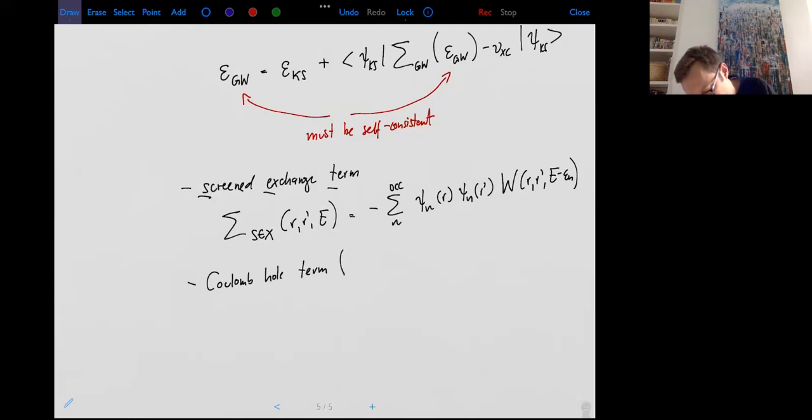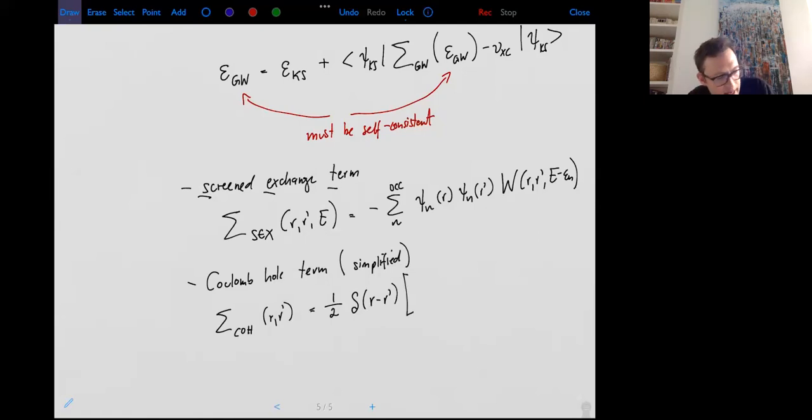And I'll just give you a simplified expression. So it's not the most general one, but this is the one that makes the physics very obvious. So the Coulomb hole term is a local potential. So it has a delta function here. And what enters is the difference between the static screened interaction and the bare Coulomb interaction.